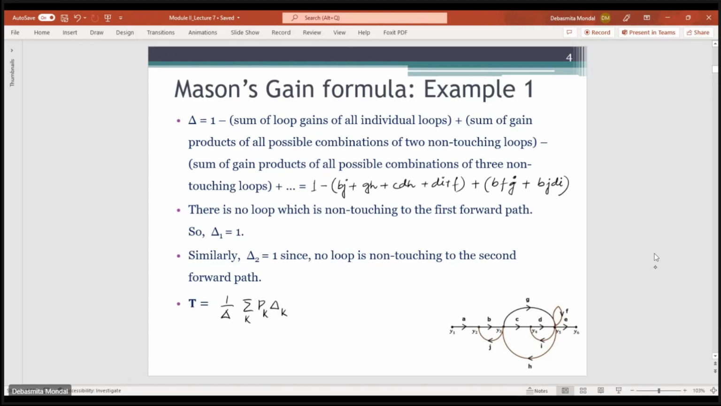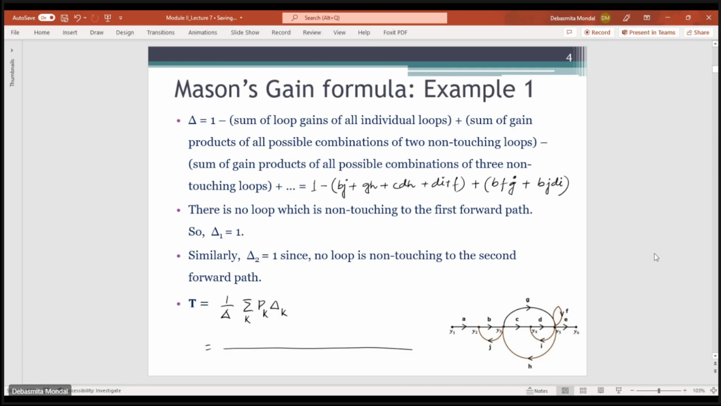Similarly, if you see the second forward path, which is going in this way, there is also no loop that is non-touching to the second forward path. So in that case, the value of delta 2 will also be equal to 1. So we know the value of delta 1 and delta 2. Then we find the summation of Pk. This value of Pk is the path gain for the kth forward path.